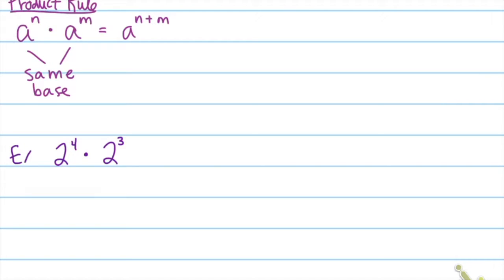What the product rule says is you've got two terms that have the same base. So instead of having to write it out in expanded form and then recondense it back down, I can use the product rule to say 2 to the 4 plus 3, which gives me 2 to the 7th.